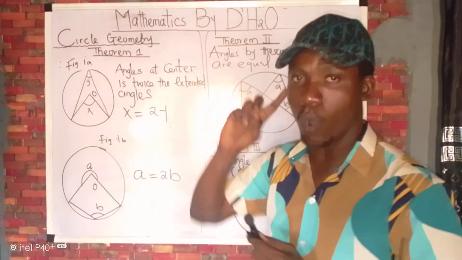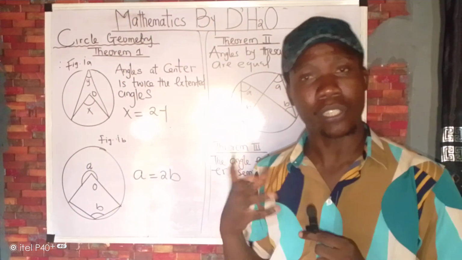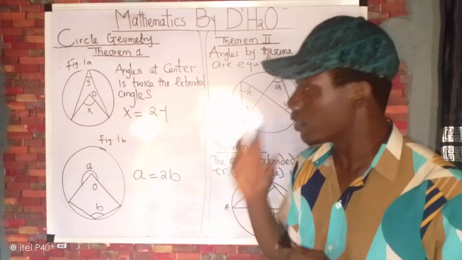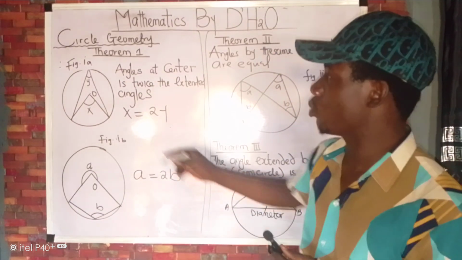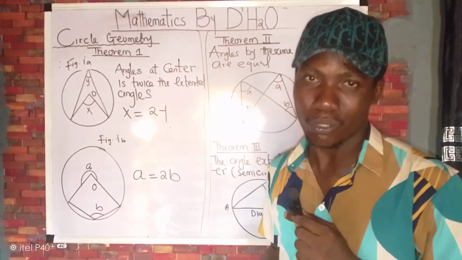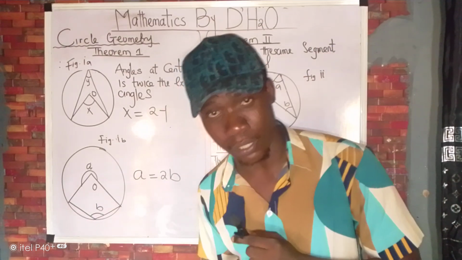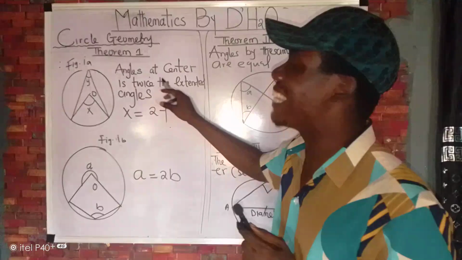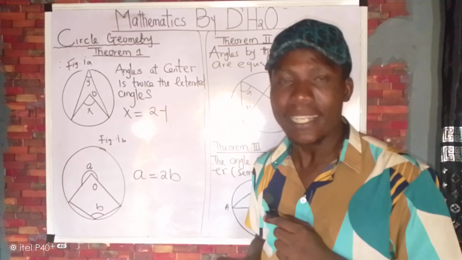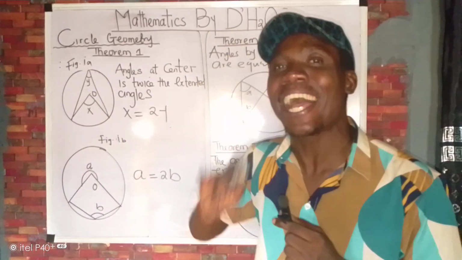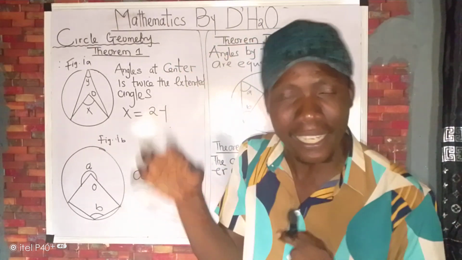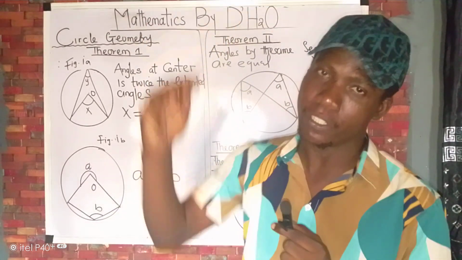You see Theorem 1. You must know the theorems for circle geometry in order for you to be able to solve problems involving circle geometry. Now, let us look at Theorem 1. It says that the angle at the center, okay, you know what the center of a circle is, right? It says the angle at the center is twice the angle at the circumference. The circumference of a circle means the distance around a circle, or the edge of a circle.